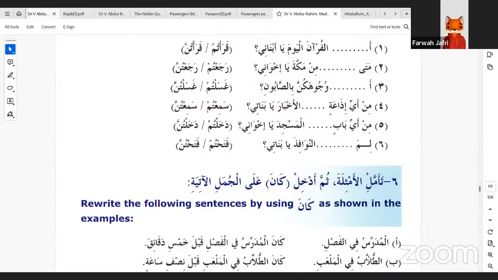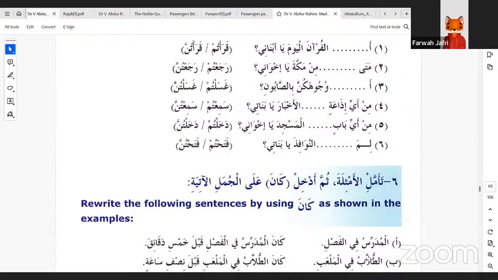And then the next one is again ikhwani, which is my brothers. So we'll use the first one, which is dakhaltum. Min ayyi babin dakhaltumul masjida ya ikhwani. Excellent. From which door of the masjid did you enter, O brothers? And then the next one has banati, which is my daughters. So we'll use the feminine form, which is fatahtunna.